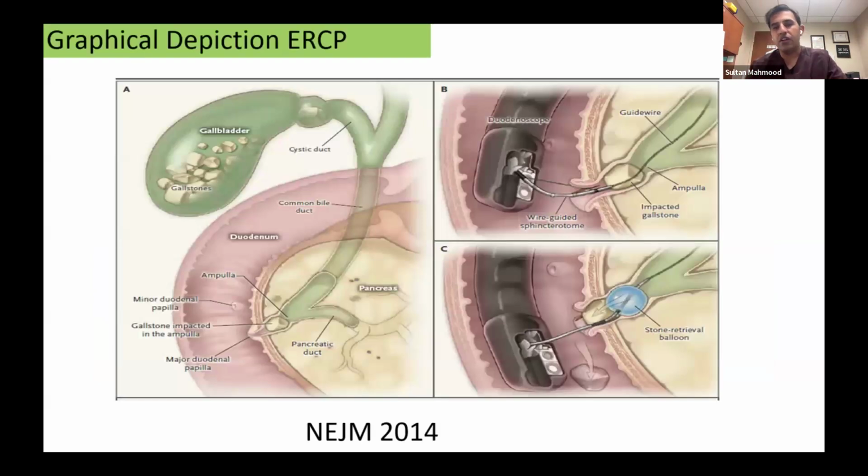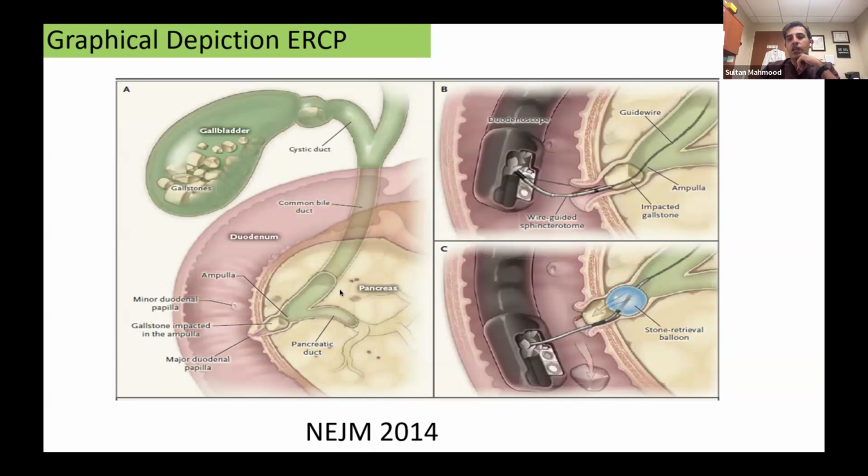This is just a brief graphical depiction of the ERCP procedure in case you are not familiar. So the common bile duct and the pancreatic duct share a common opening, which is at the level of the ampulla. Sometimes you would see a separate opening too, but in most patients coming in with biliary pancreatitis, they will have a common opening. And the stone has to make its way all the way to the ampulla to cause the blockage of the pancreatic duct and cause the pancreatitis episode.